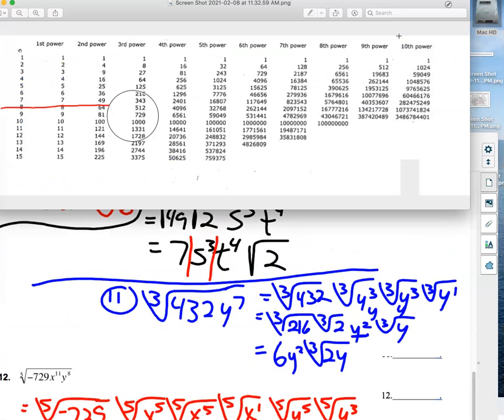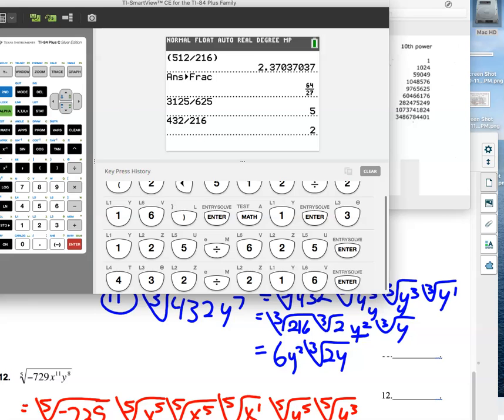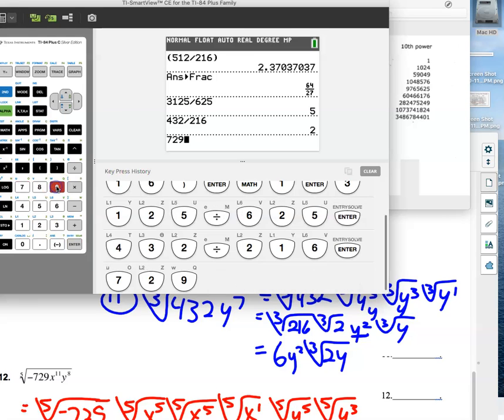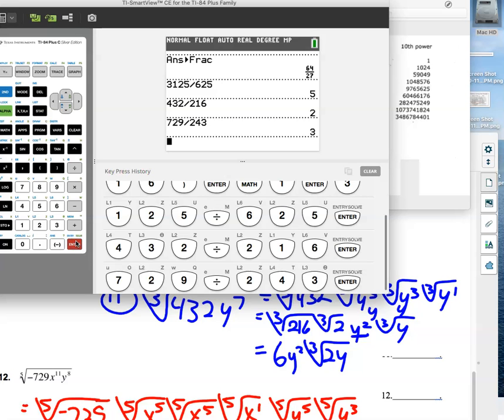Fifth root. You can ignore the negative. We already know we can take care of that just by putting a negative on this since it's going to be a fifth root. But we'd have to try them. I mean, we need to see, does 243 divide into 729 evenly? It does 3 times.